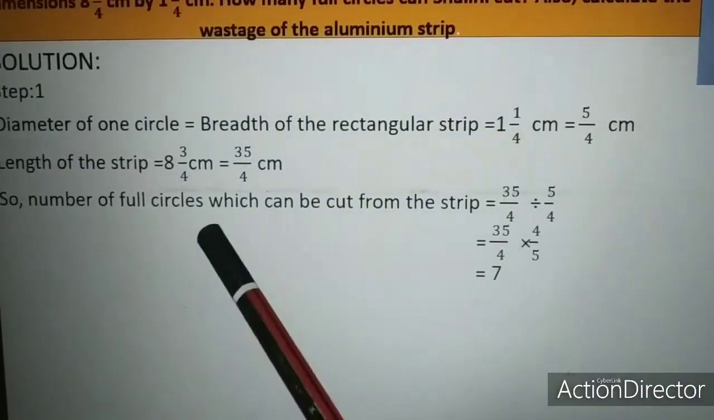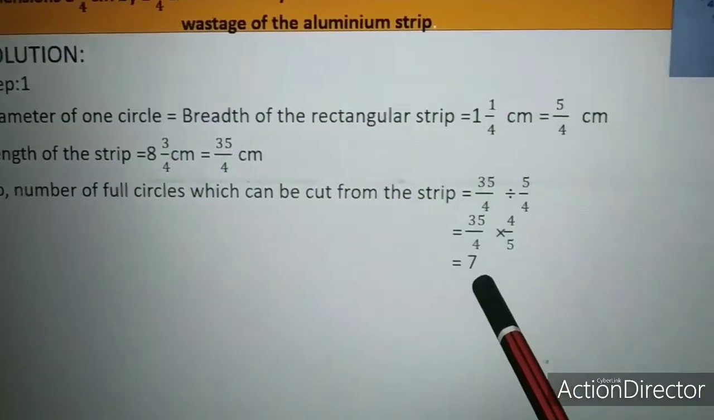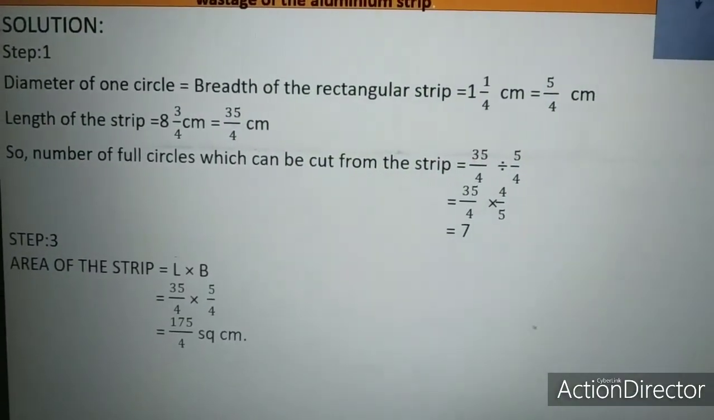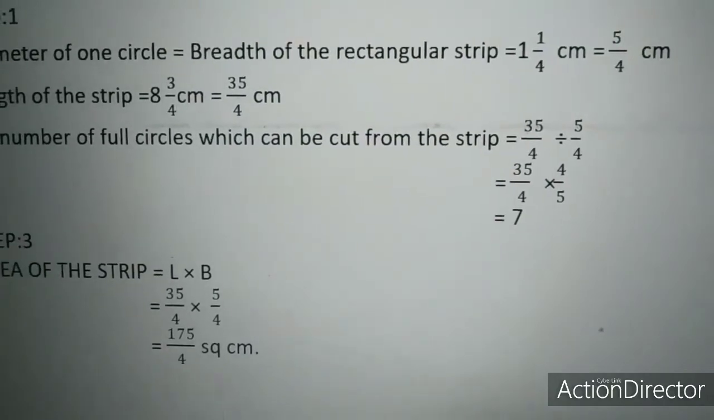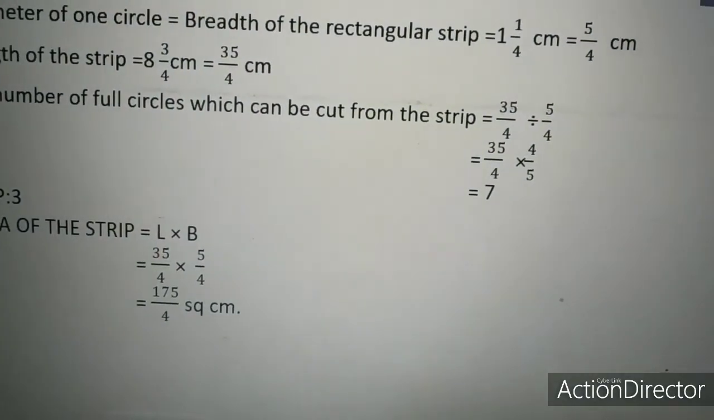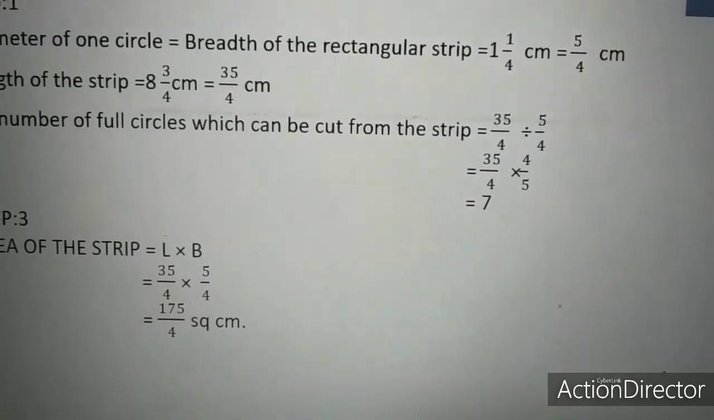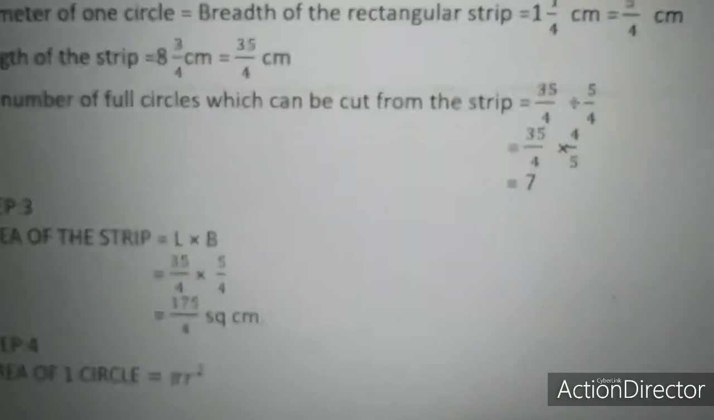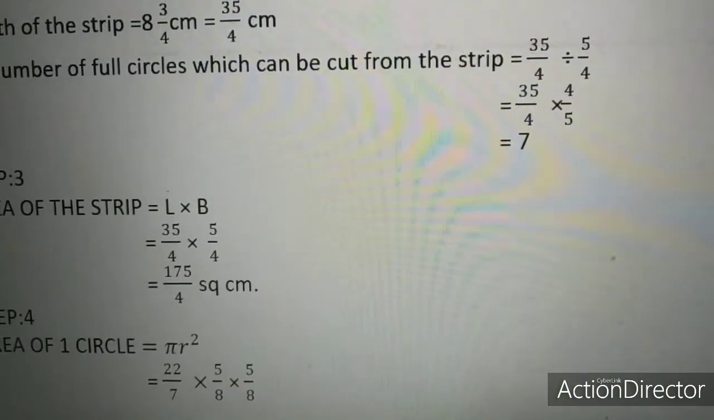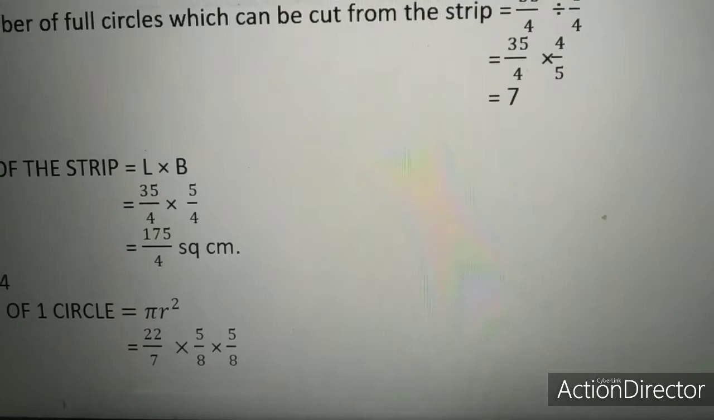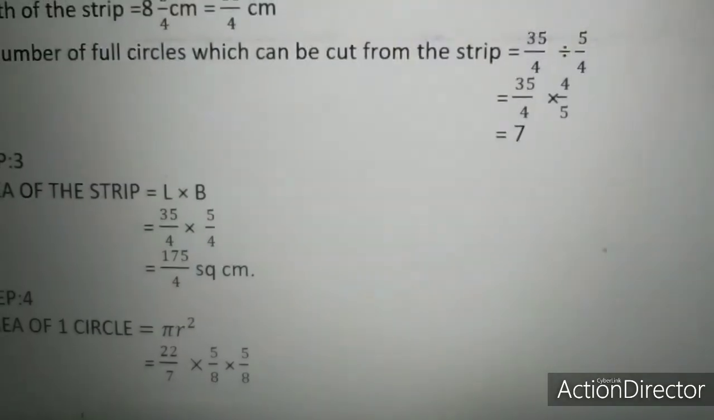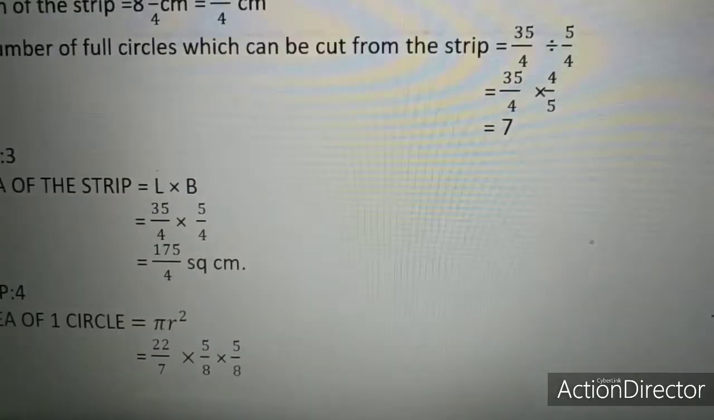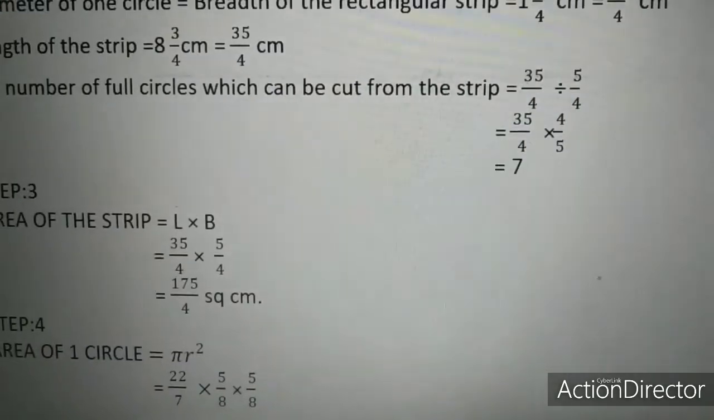So in the first step we have calculated the number of circles we can cut from this aluminium strip, which is equal to 7. The second step is to find the area of the strip, which is equal to length into breadth, and which comes out to be 175/4 square centimeter. And the next step will be finding the area of one circle. So the area of one circle will be equal to 22/7 into 5/8 into 5/8. 5/4 is the diameter of the circle. Diameter divided by 2 will give me the radius of the circle.